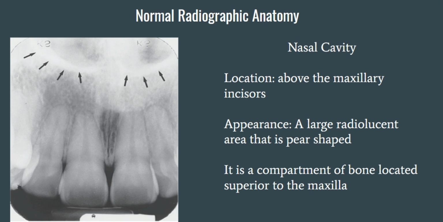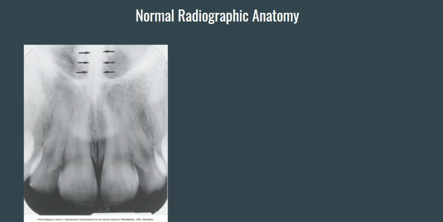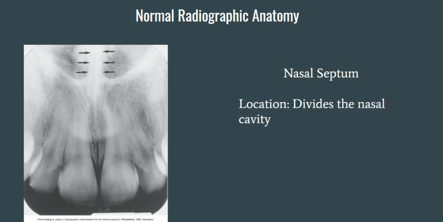And it is going to be a compartment of bone located superior to the maxilla. So a little compartment of bone that is above the maxilla. And what divides the nasal cavity is going to be the nasal septum. It's a vertical bony wall. Some call it a partition. It's going to divide the nasal cavity into the right and the left.